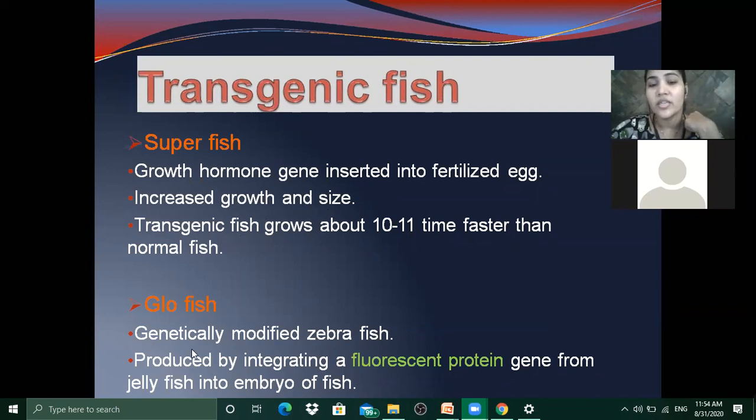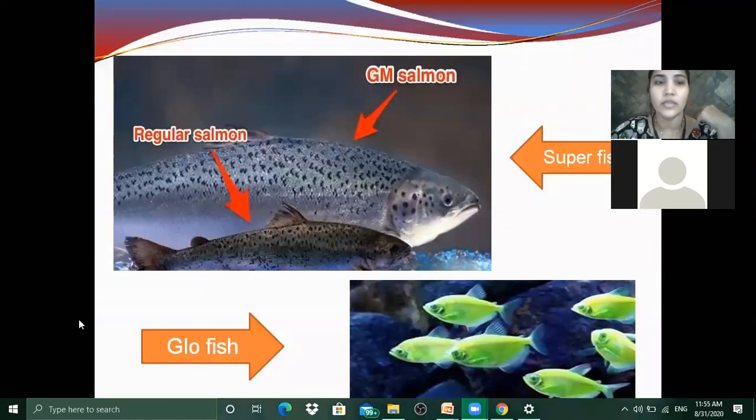Then glowfish, a genetically modified zebrafish, produced by integrating a fluorescent protein gene from jellyfish into the embryo of the fish. So they have basically combined the two characteristics, and made a fish which will be glowing, right? Jellyfish are generally organisms that glow. So they have added that particular gene into the fish so that we have a fish which can glow. This is the regular salmon, and this is the genetically modified salmon, which is super big in size. And this is the glowfish, which will glow, right?